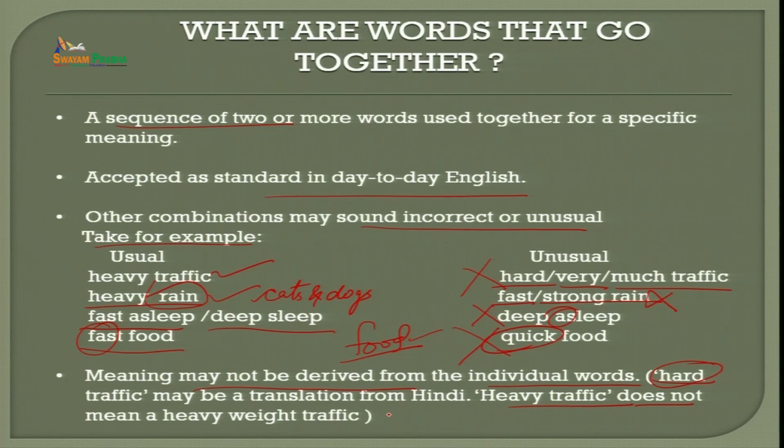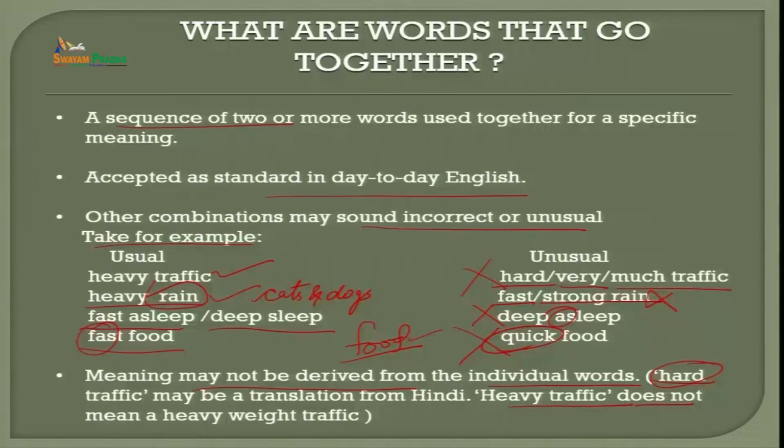Obviously, it is not the heavyweight traffic. Rather, it is a lot of congestion on the road. So many vehicles have come on the road simultaneously. So, heavy congestion on the road, you can say. So, that is heavy traffic.